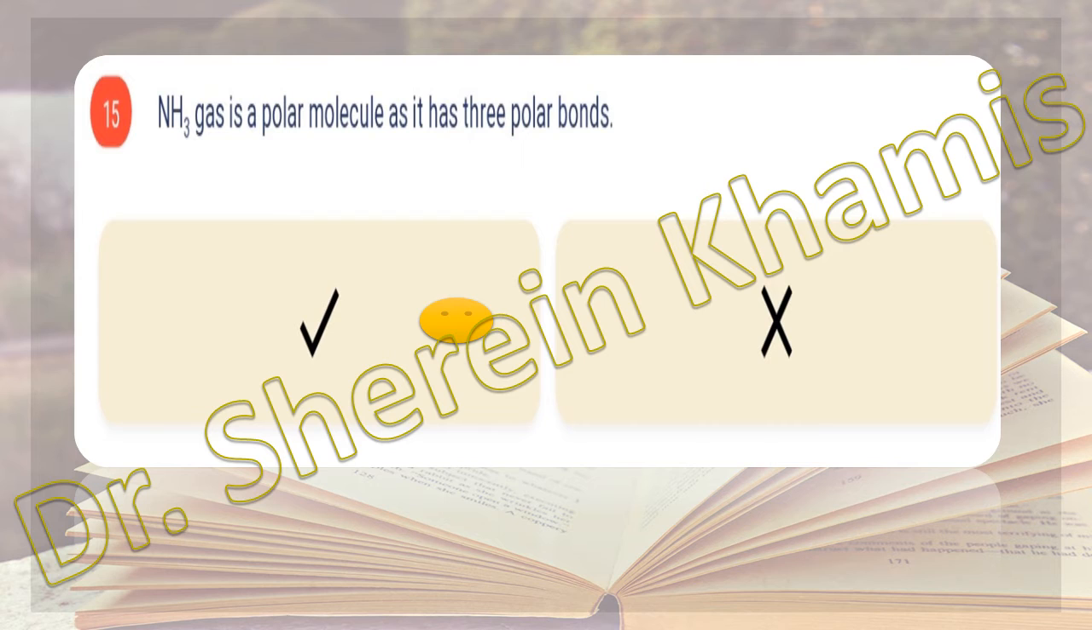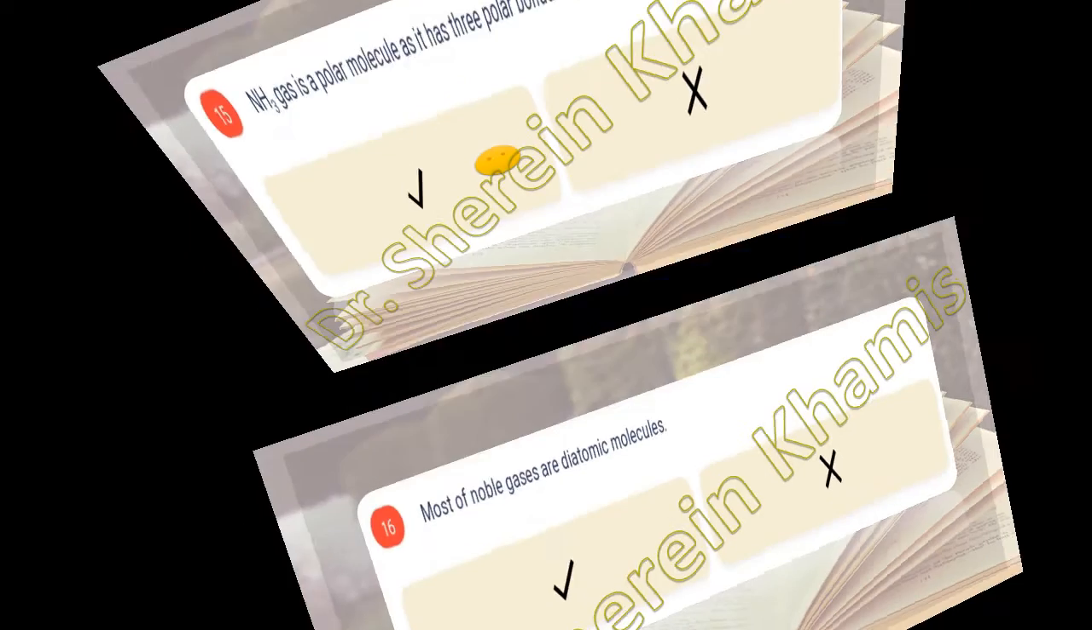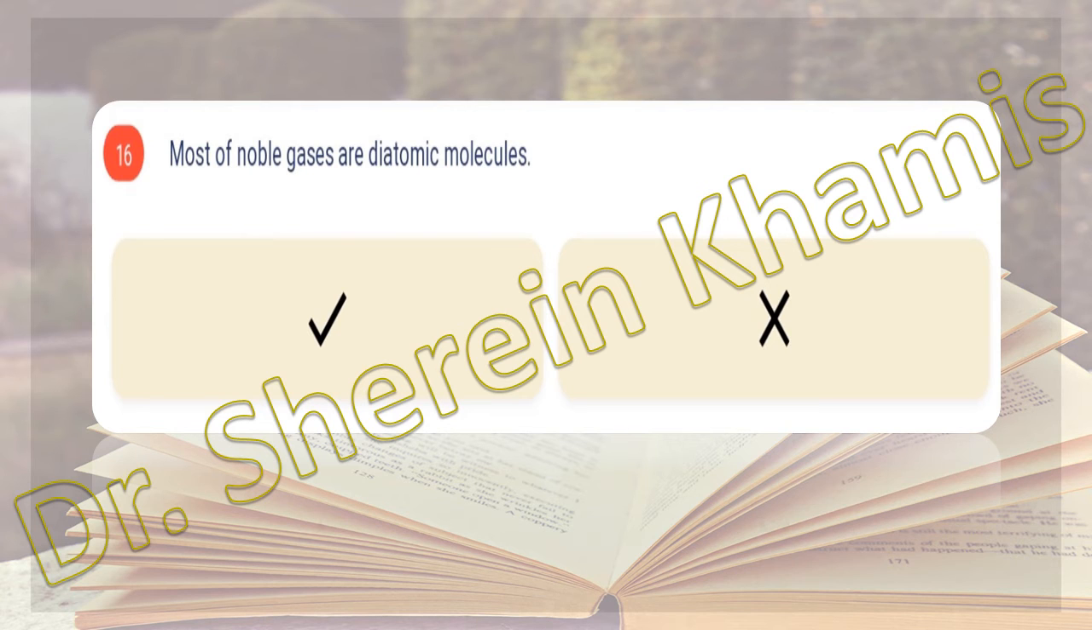Okay, so ammonia and water are polar, but ammonia is less electronegative than water. Okay, let's go to question 16. Question 16 says that most of the noble gases are diatomic elements. Do you think that is true?